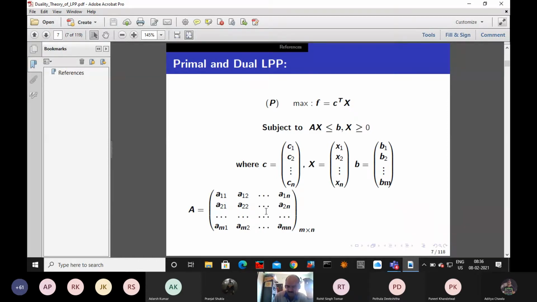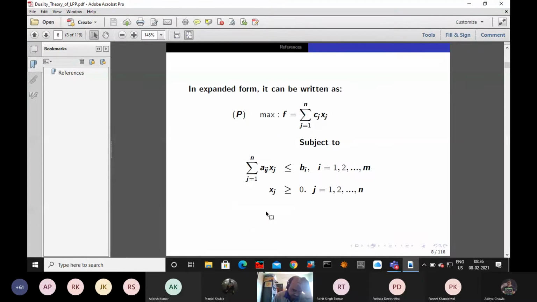We are naming this model the primal one. With respect to the primal, we'll have the dual one. If you write this model in mathematical notation instead of matrix notation, we can write: maximize a linear objective function. We say it is z or f, hardly matters. It is a linear function: sum over j from 1 to n of cj xj, subject to the constraints: sum over j from 1 to n of aij xj less than or equal to bi, i varies from 1 to m, xj non-negative, j varies from 1 to n.